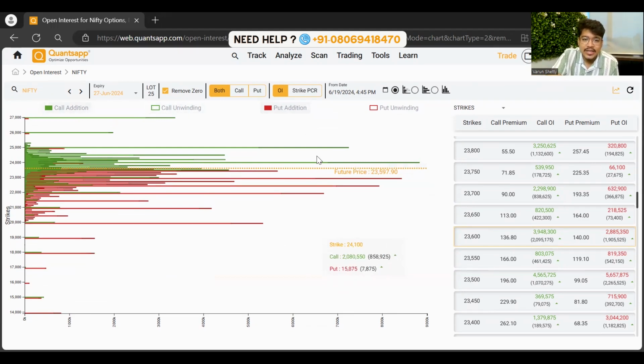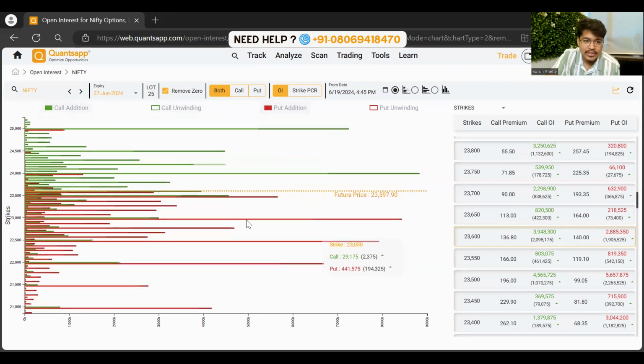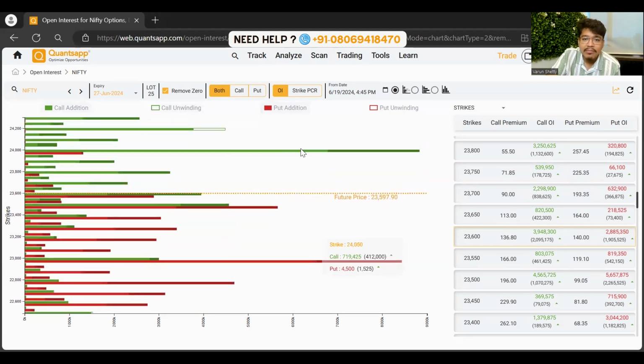So let's just try and analyze those small things. I'll just consider these big open interest bars, and I'll explain how to read this data. There are some green bars and some red bars. Green bars are call open interest, red bars are put open interest.